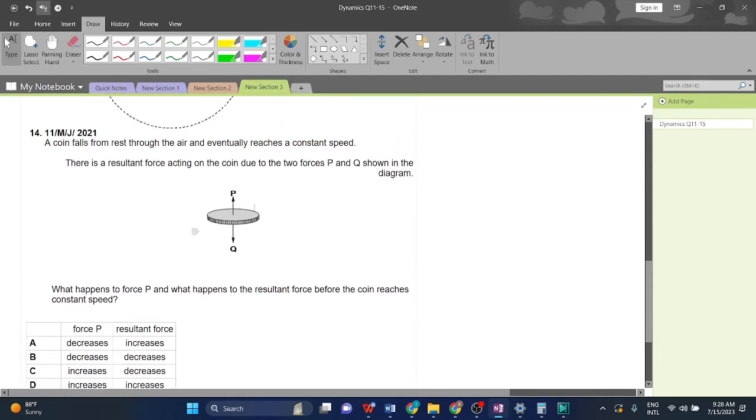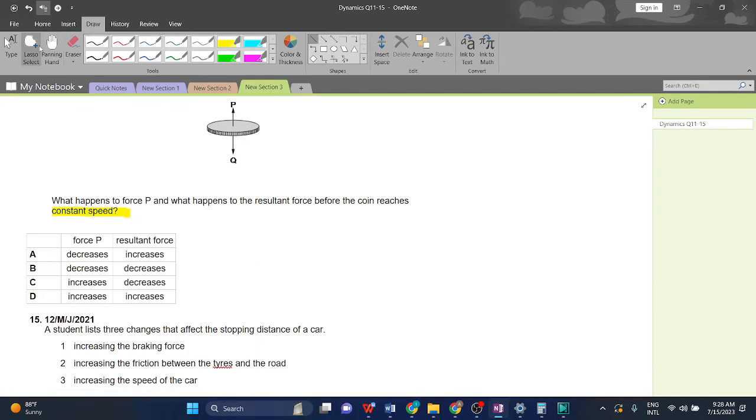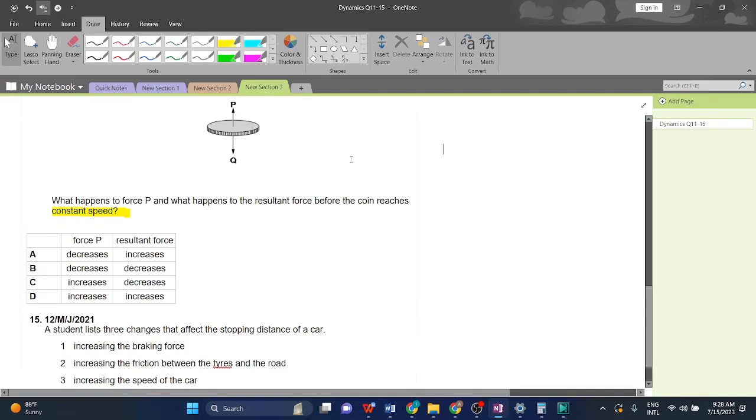So, question 14. A coin falls from rest through the air and eventually reaches a constant speed. Okay? Constant speed means terminal velocity. There is a resultant force acting on the coin due to the two forces P and Q shown in the diagram. What happens to the force P and what happens to the resultant force before the coin reaches constant speed? Accha, Q is weight.